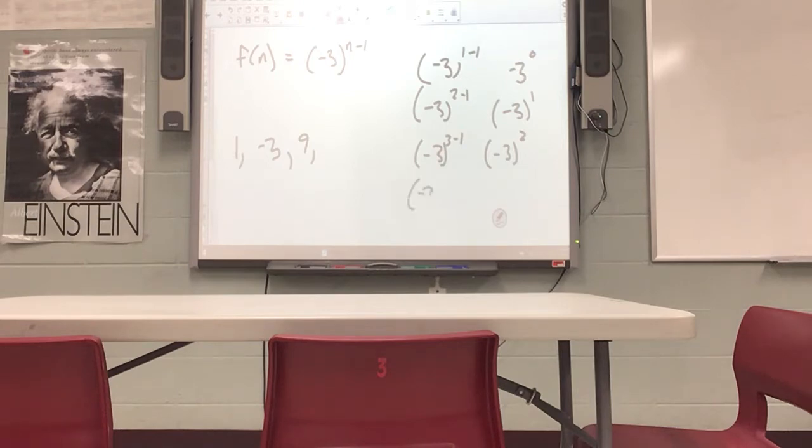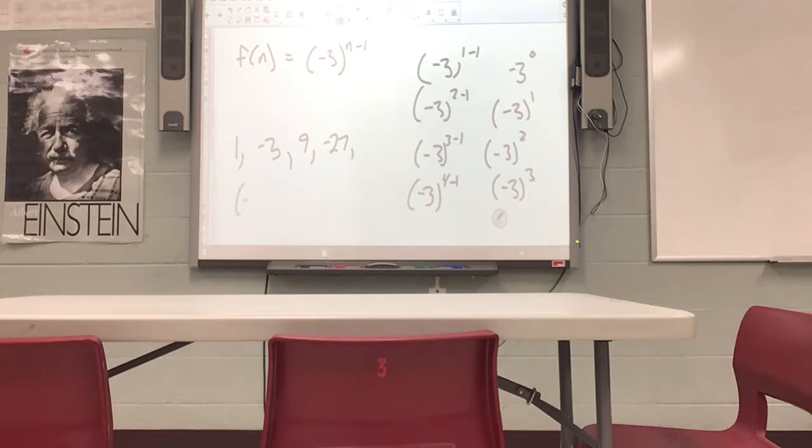What am I going to plug in to find the fourth one? 4. So I'm looking for negative 3 to the third. What's negative 3 to the third power? Negative 27. Okay, I've got 2 more to go.